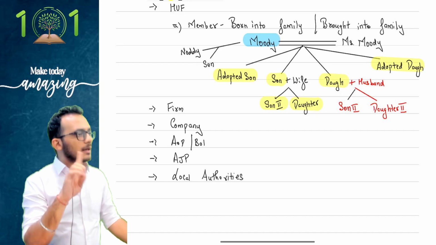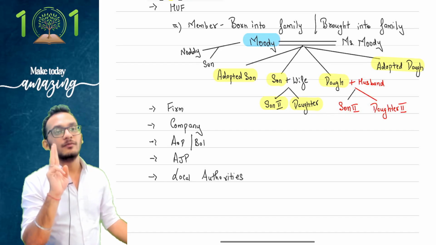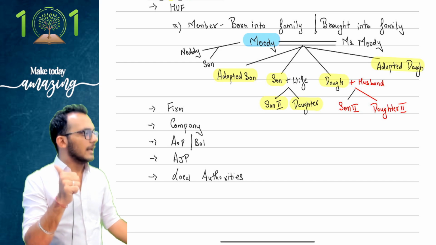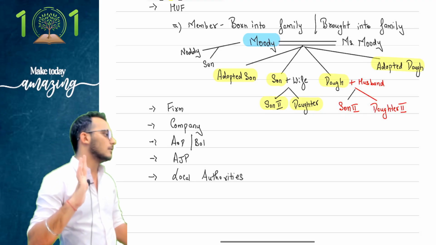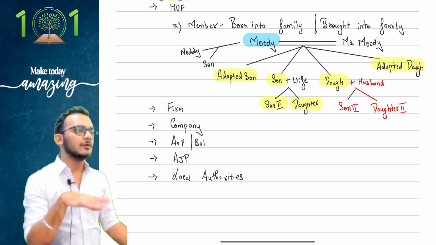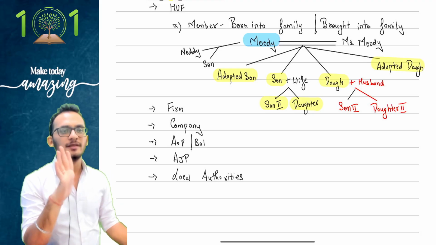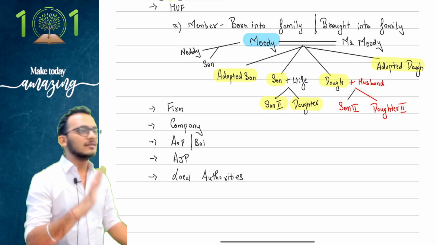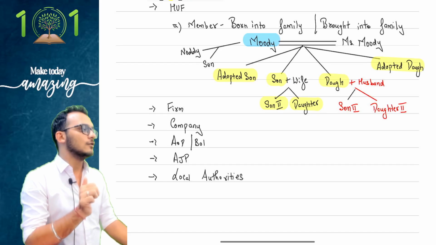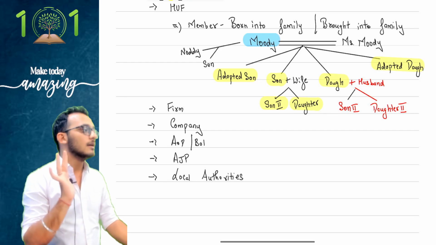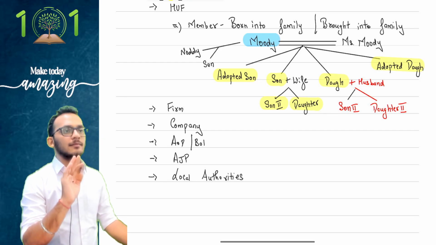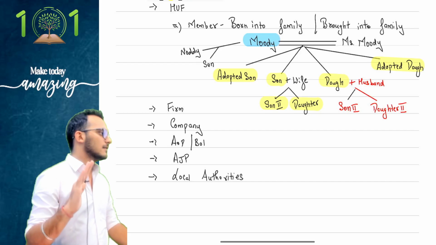What is the list of persons, people? We have individuals, HUF, firms, companies, AOP, BOIs, AJPs. Very good. That is what the understanding is. Now, this is more of a theory question, has never been tested in the exam, and will not be tested. Don't worry about it. You just need to understand what the persons are, because as you move forward in this subject, you will realize that every single person is important, because every single person is dealt with separately.